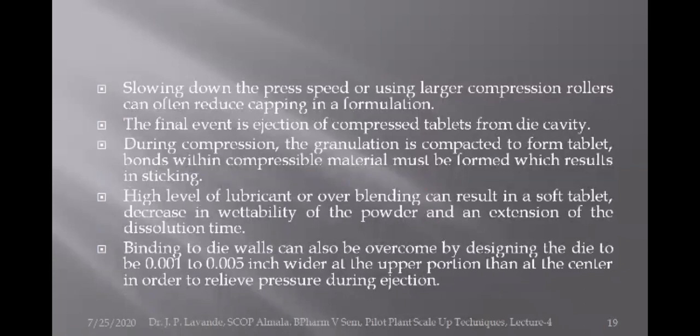Slowing down press speed or using larger compression rollers can often reduce capping in a formulation. What is the reason behind the process of capping? The entrapment of air. Whether the air escapes depends on the pressure exerted and the force by which it is exerted.